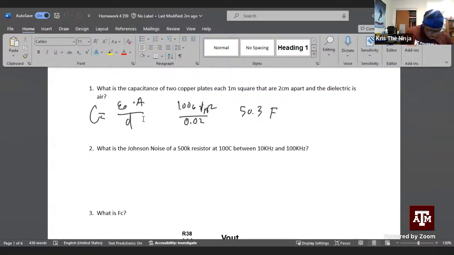Yeah, cool. What is the Johnson noise of a 500K resistor at 100 C between 10 kilohertz and 100 kilohertz? Johnson noise. I'm just gonna pull up my notes real quick because they're helpful. Johnson noise is the effect of heat on resistive elements. When a resistor heats up, it creates its own voltage because of Johnson noise, and that can get really annoying.